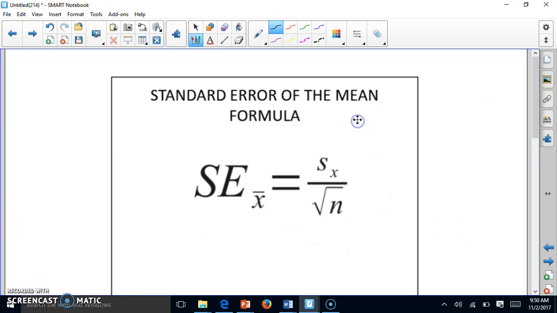This here is the formula for the standard error of the mean. The standard error of the mean takes the standard deviation, the SD, and divides it by the square root of the number of things that you're taking the mean of. Now that's the formula. Let's talk about what the formula is actually telling you.